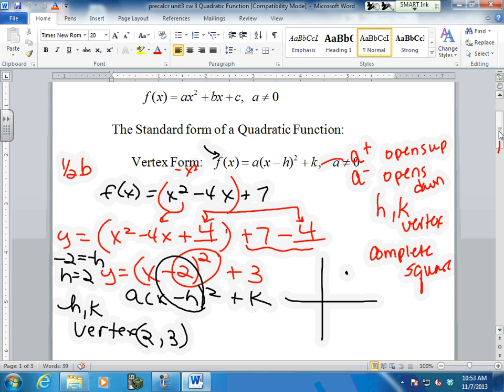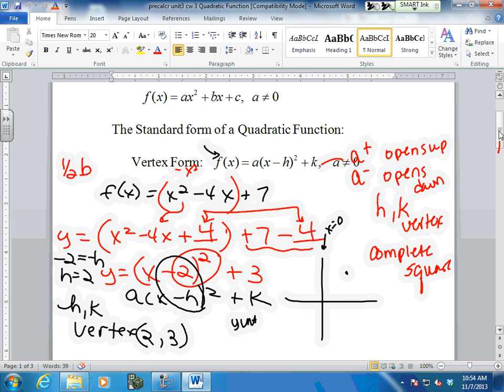So I have no x-intercepts, right? Because it's going to open up. I have no real x-intercepts. So it's opening up, so let's find the y-intercept. When I'm looking for this guy, what is the value of x? 0. So I come through my equation and watch what happens.